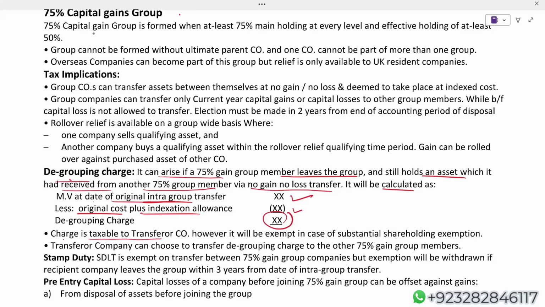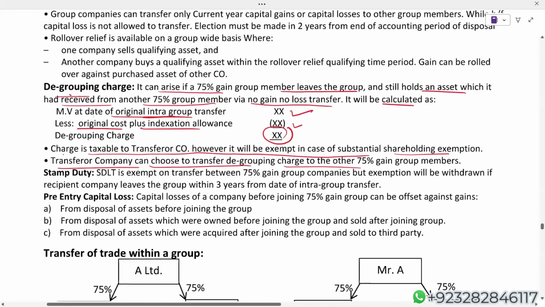The charge is taxable to the transferor company. However, it will be exempt in case of substantial shareholding exemption. The transferor company can choose to transfer the degrouping charge to another 75% gain group company. Simply, if SSE is applicable, then there is no degrouping charge.